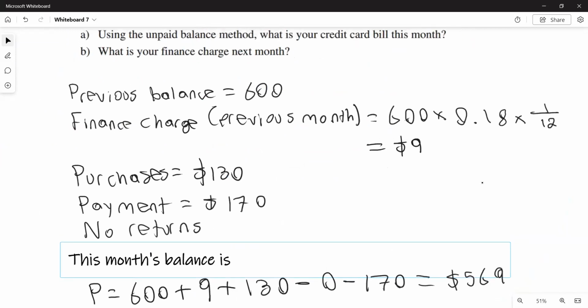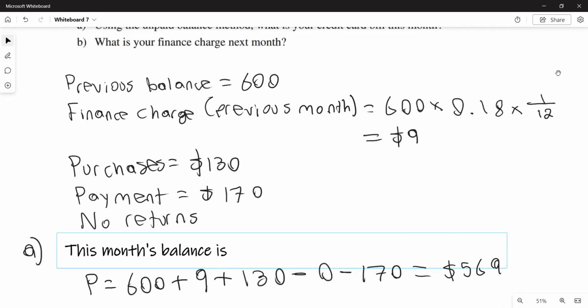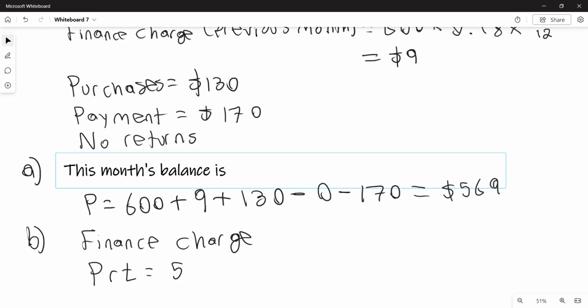Okay, so this answers part A. Using the unpaid balance method, the credit card bill this month is $569. And the finance charge next month is PRT. So that is the next month's balance at 18%, multiplied by 1 month, or 1/12 of a year. So to the nearest cent, this is approximately $8.54.